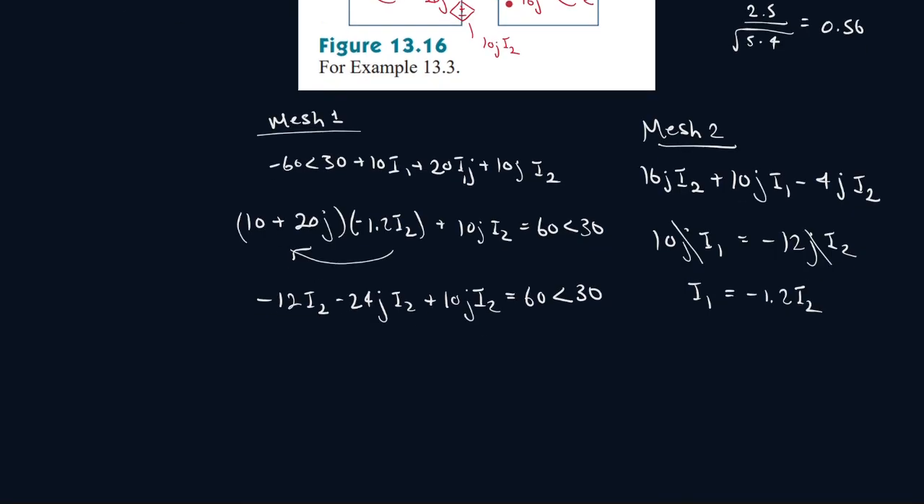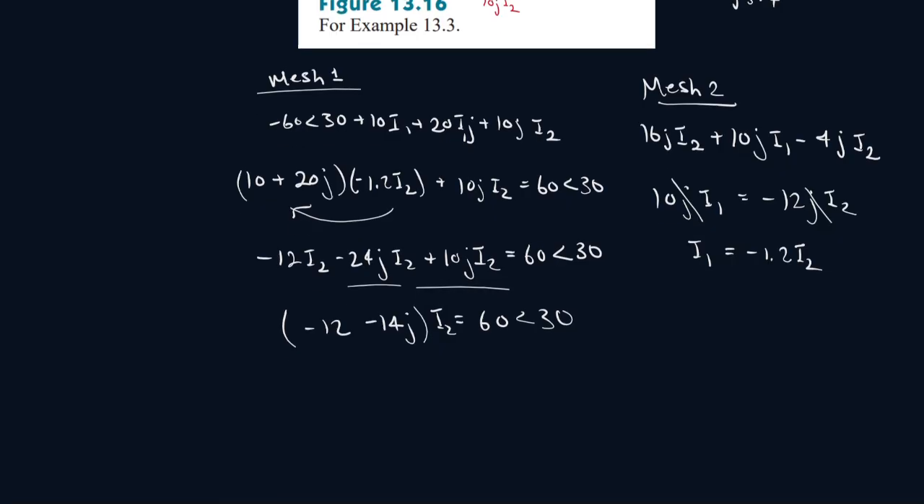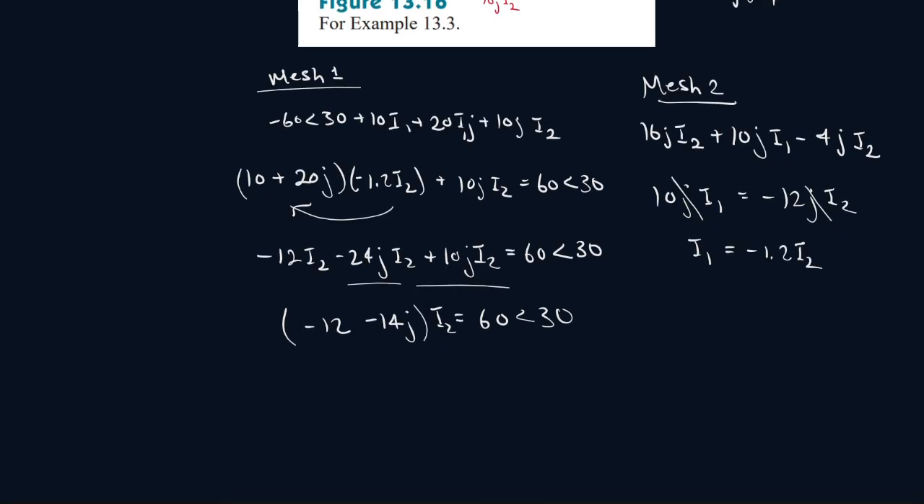So what else can we do? We can add these two together. That's minus 12 I2 minus 14J I2 is equal to 60 phasor 30. So let's factor the I2 out. So now we just need to get this in phasor format. So it's going to be 18.439 phasor.